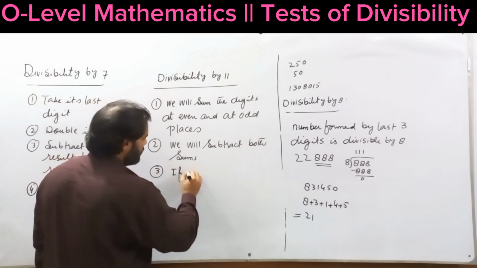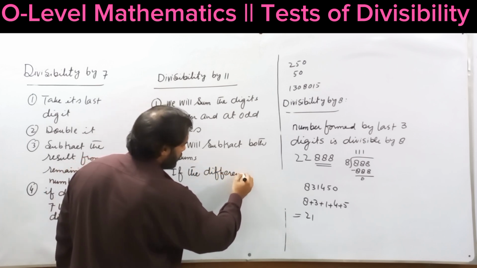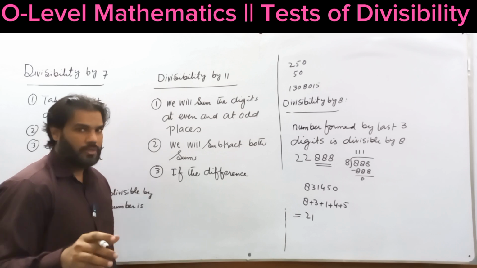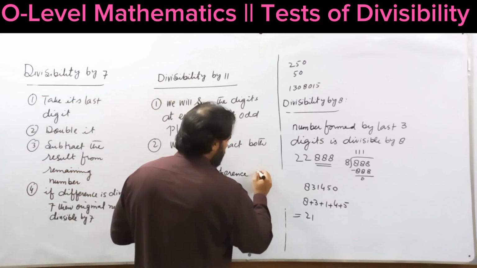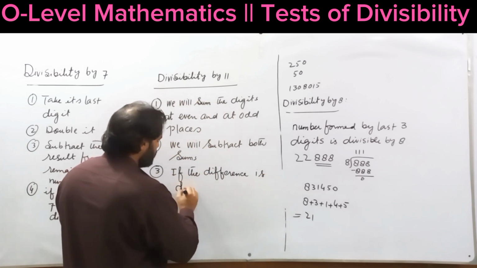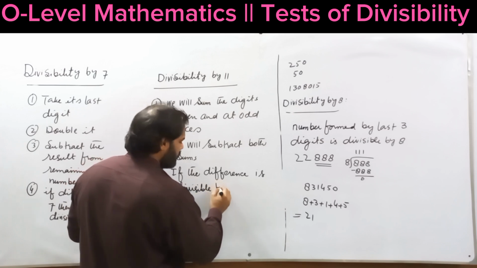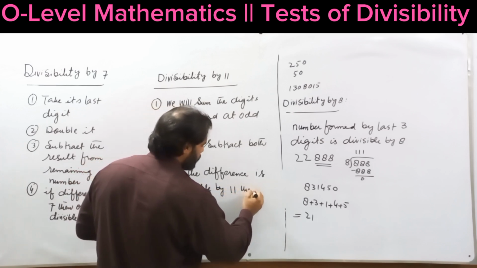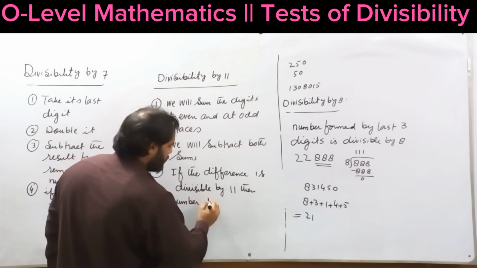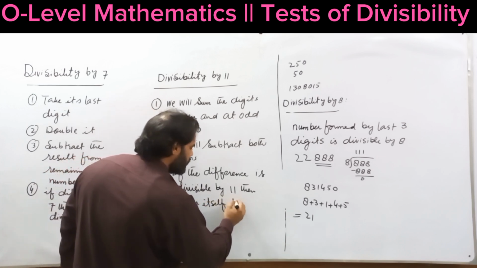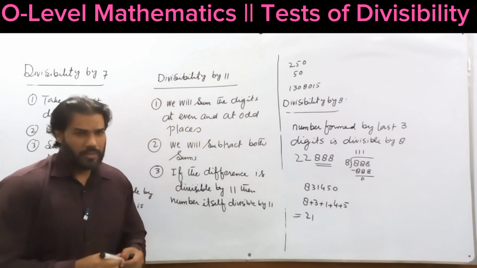If the difference of sums of even and odd places is divisible by 11, then the number itself is divisible by 11. So let us write a number.